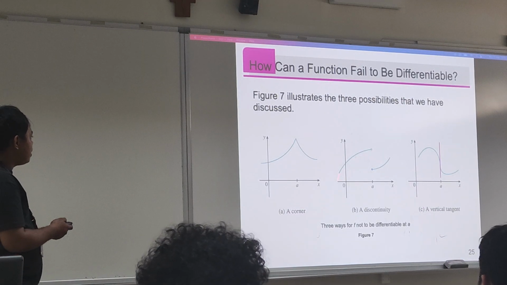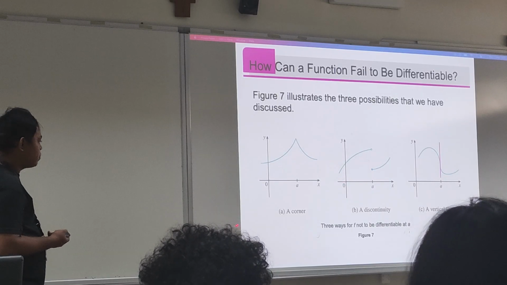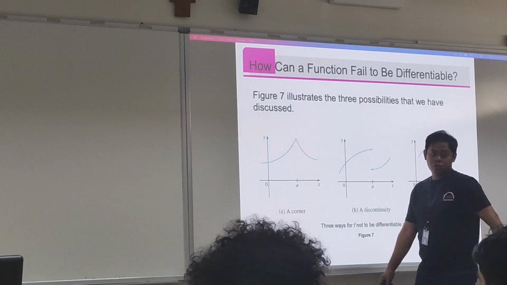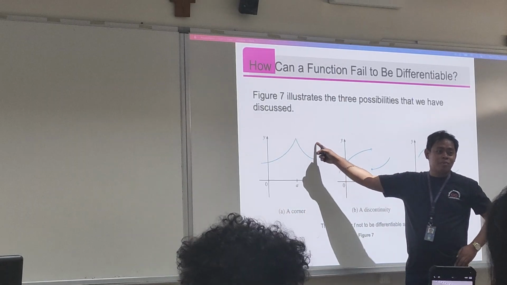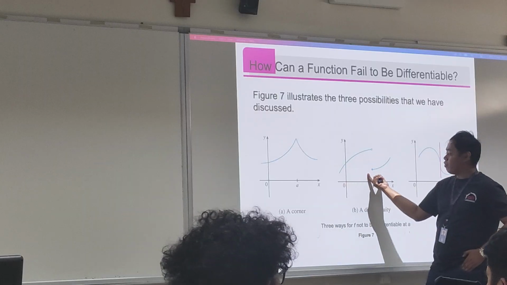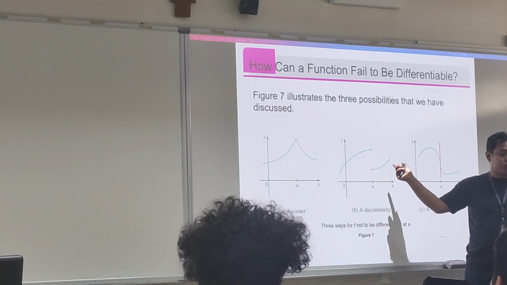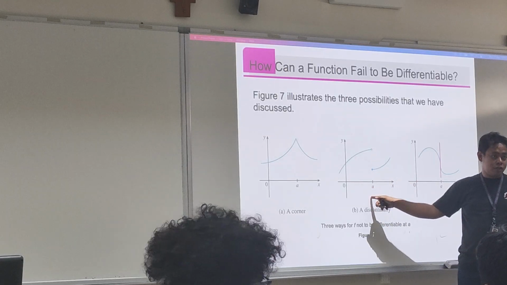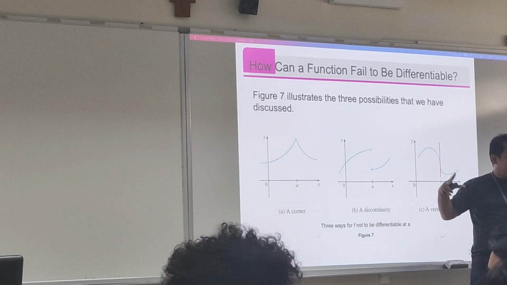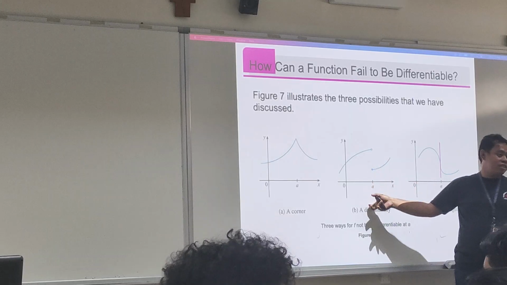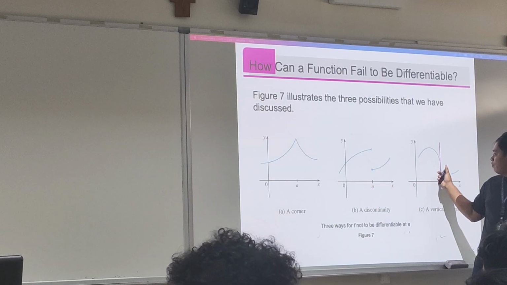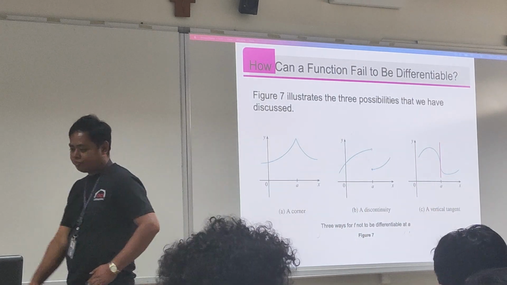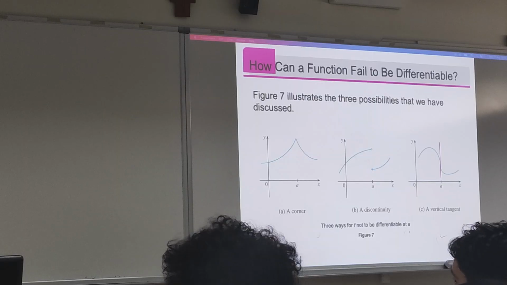So your figure 7 here is with the three possibilities that we have discussed. As you can see, here it is differentiable. And of course here, there's a jump, meaning this is not continuous, because the limits are different. So it follows that it is not differentiable. And then of course here, there is the vertical tangent line.